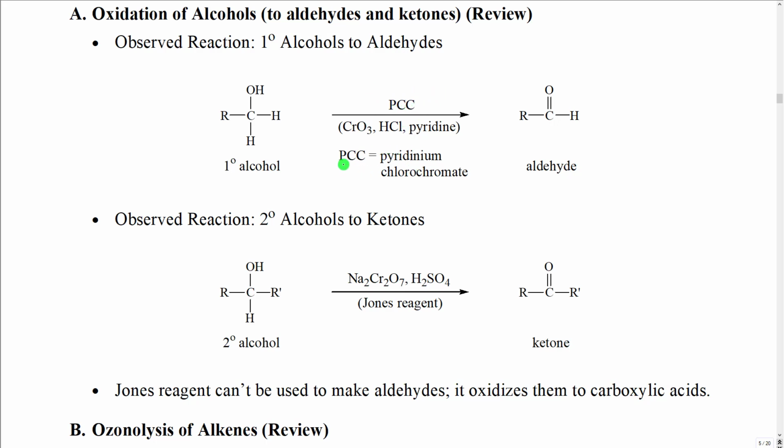PCC. PCC is an acronym that stands for pyridinium chlorochromate, and that actual substance is created by mixing CrO3, hydrogen chloride gas, and pyridine. It forms an orange solid and is anhydrous, has no water in it. That's important for it to stop the oxidation at the aldehyde state. For our purposes, you can just use the abbreviation PCC. Most organic chemists will know what that stands for.